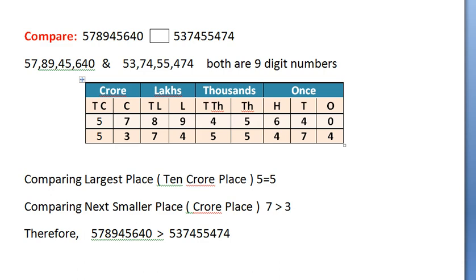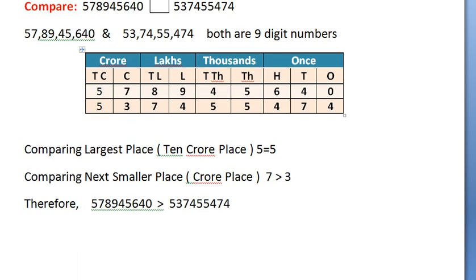In this case, it's the 10 crore place. So comparing the largest places, the 10 crore place, I found that both the digits are the same. So 5 is equal to 5. Now we will go for the next smaller place, which is the crore place. And in the crore place, I found that 7 is greater than 3. So clearly, it's 7 crore and 3 crore. Naturally, 7 crore is greater than 3 crore.